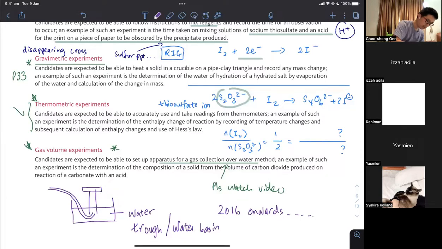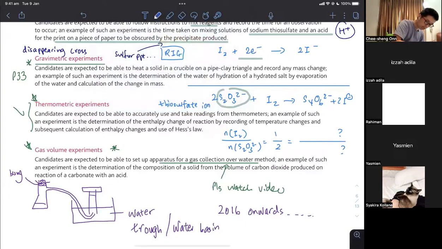So it's essentially looking like this, where you will have your conical flask, and then this is your side arm, and then that is your rubber bung. This is your rubber bung to prevent the gas from escaping, and this is your reaction mixture, and they will produce the gas, and they will displace water. So this is a measuring cylinder.